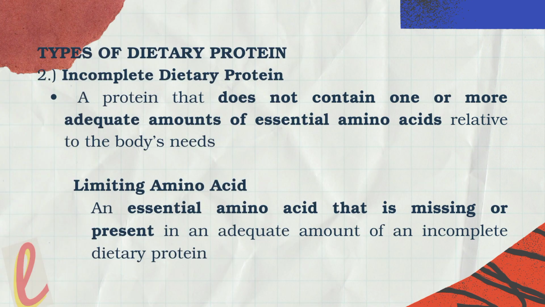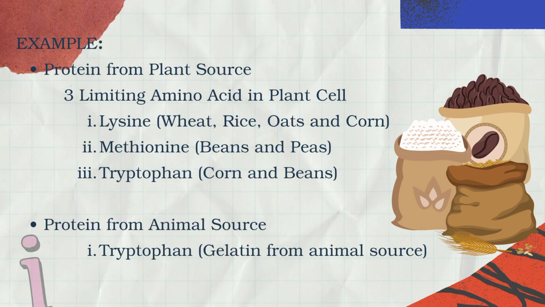The next type is the incomplete dietary protein. It is a protein that does not contain adequate amounts of one or more essential amino acids relative to the body's needs. Associated with the term incomplete dietary protein is the term limiting amino acid. A limiting amino acid is an essential amino acid that is missing or present in inadequate amounts in an incomplete dietary protein. Protein from plant sources tends to be incomplete dietary protein.